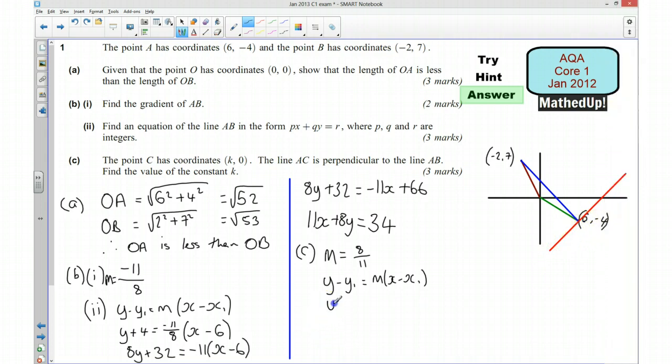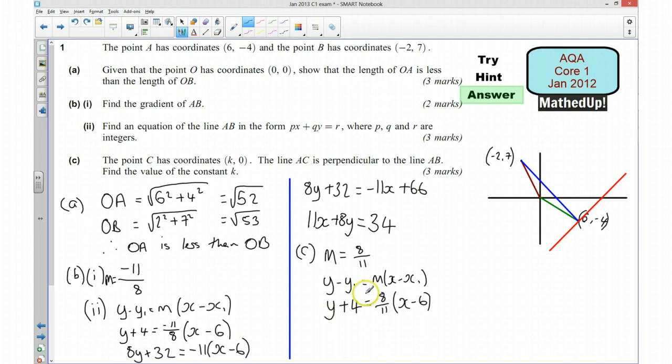So I've got y plus 4, so it's y take away negative 4, y plus 4 is equal to 8/11, and we're going to have x subtract 6. There you go. So we can see the similarities between what we've got here and here, but this time we've got a different gradient that's perpendicular to this one.